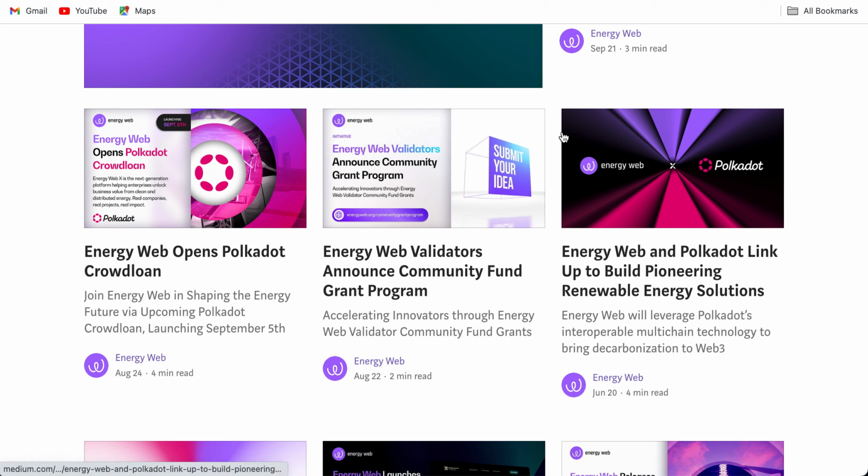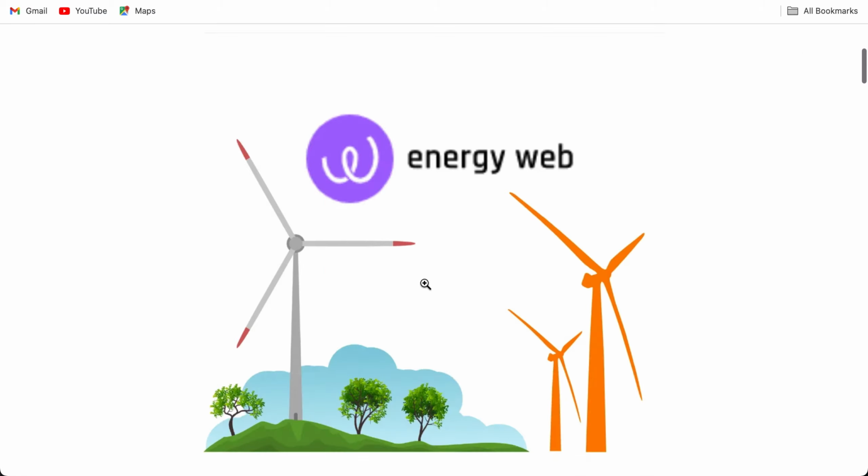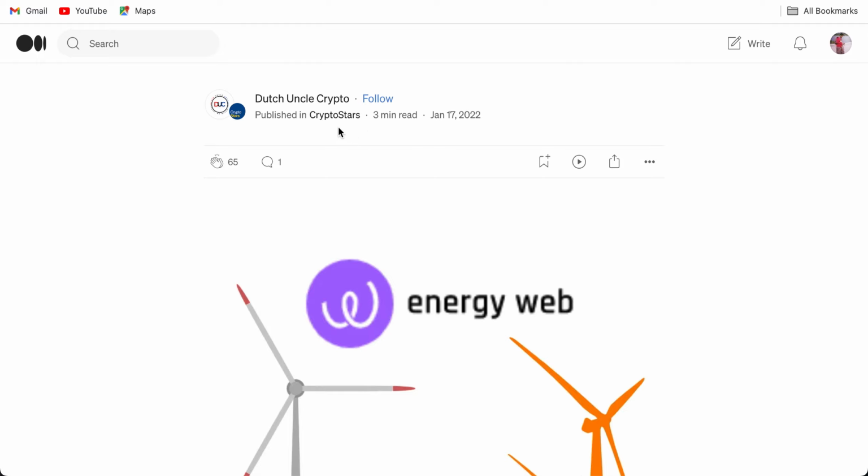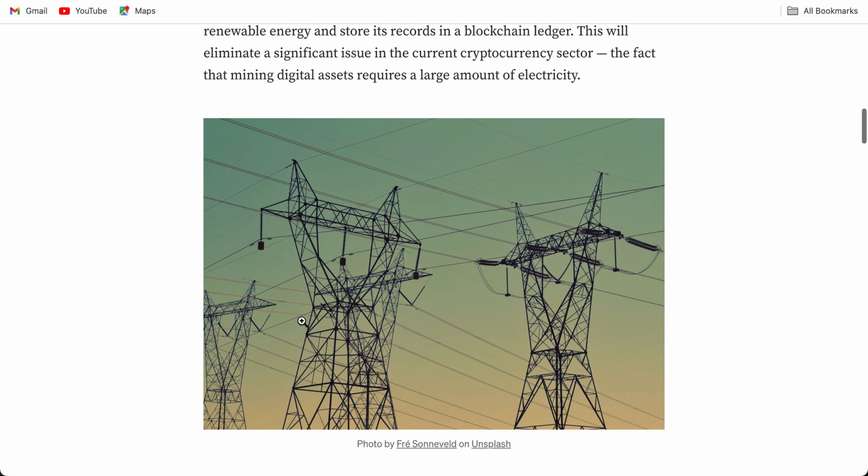So, guys, where do we see EWT in the future? Let us check it out. Why Energy Web token has huge potential. Where can it go in the future? This article was published by CryptoStars, January 17, 2022.